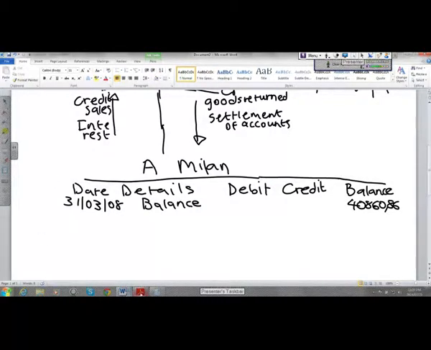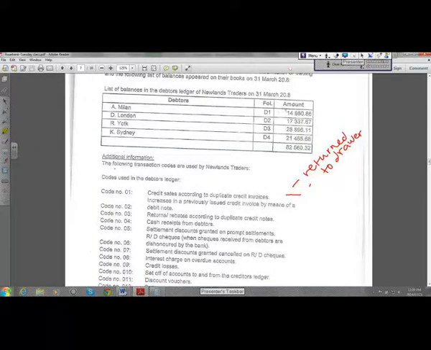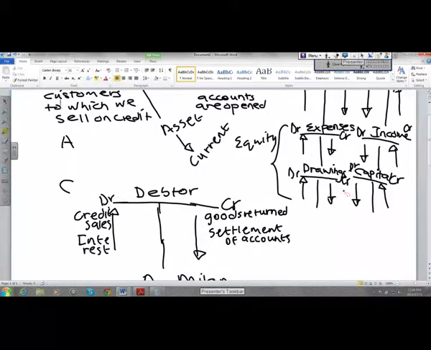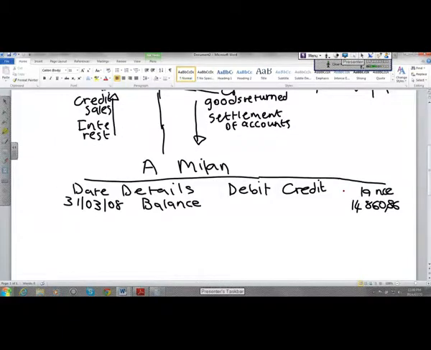All right, so we must go and see the first transaction that involved Milan. It was 14,860. Let's just get it right. So that's the balance of 14,860. So let's go to the first transaction which involved Milan.